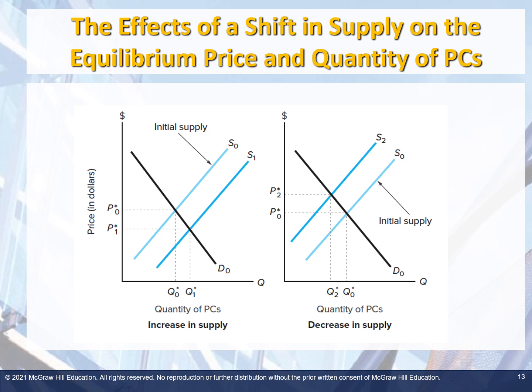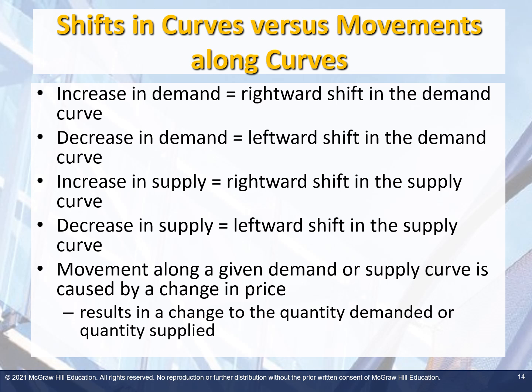Conversely, if there's a decrease in the supply of PCs, the supply curve shifts to the left. This shift results in a higher equilibrium price and a lower equilibrium quantity. If there's a shortage of key components needed to manufacture PCs, the supply will decrease, leading to higher prices and fewer PCs available. So let's put all of this together.